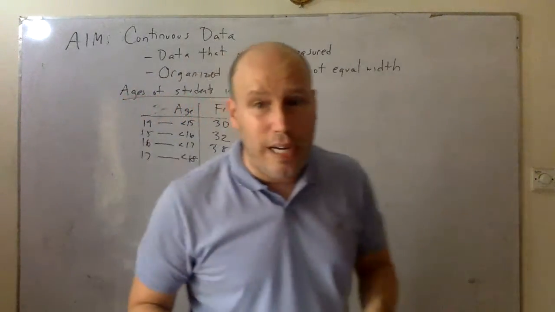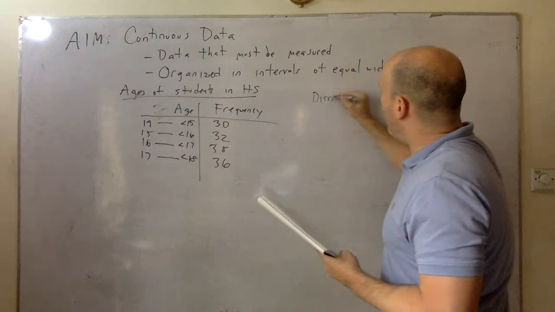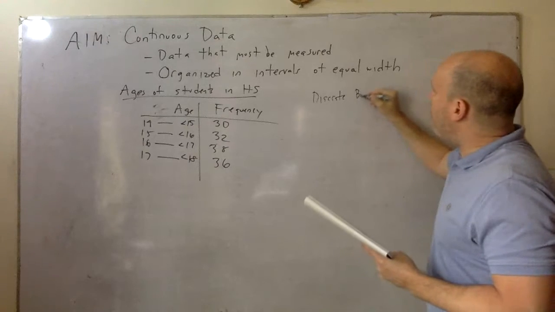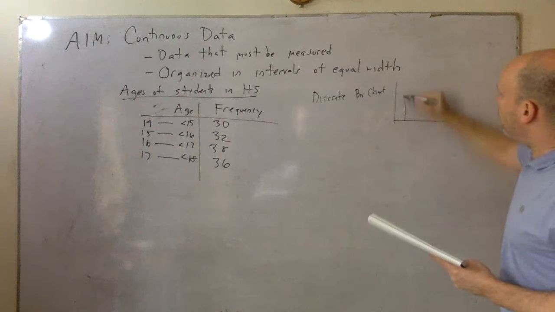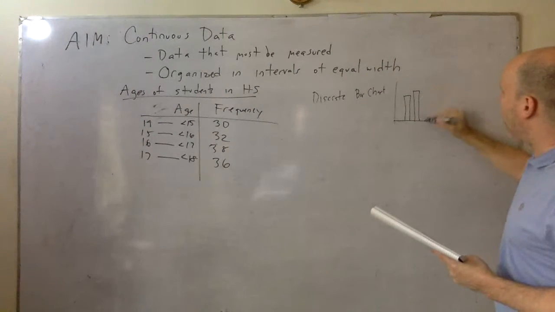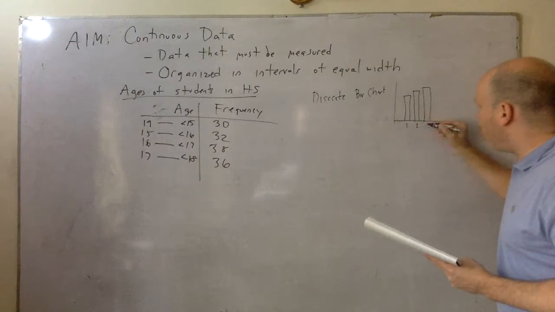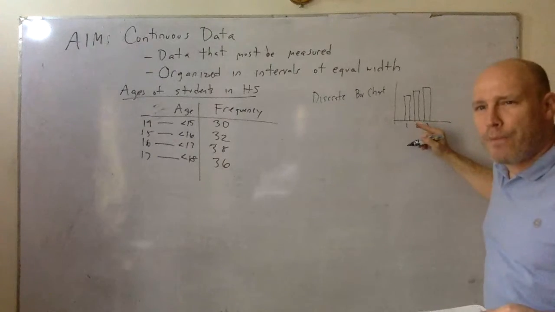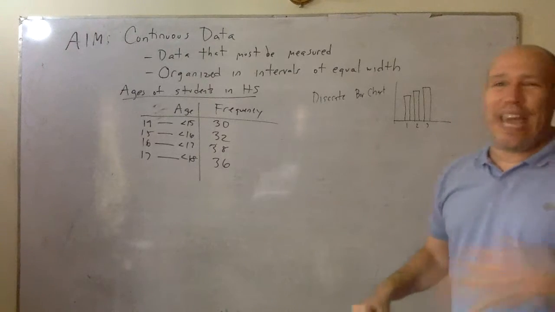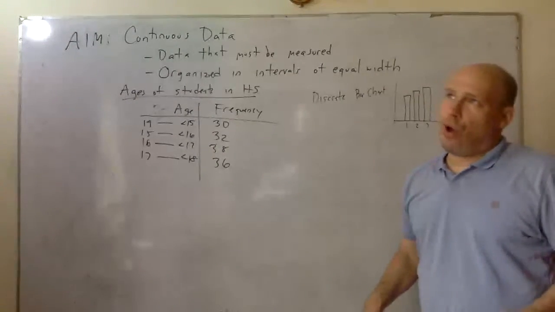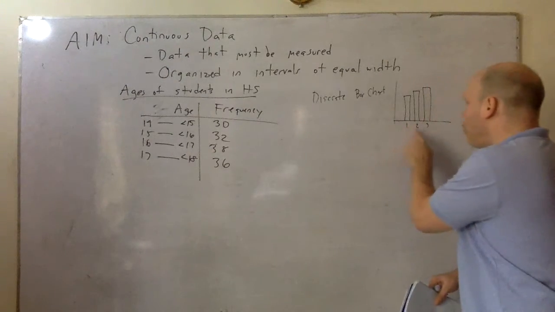Well, yesterday with the discrete data, we used a bar chart. The bars were equal in length, but they were separate because there's no 2.5. It's like 1, 2, 3. Yesterday it was like, how many students came to school yesterday? How many times did you ride the bus? Well, there's no 2.5. It's 1, 2, or 3.